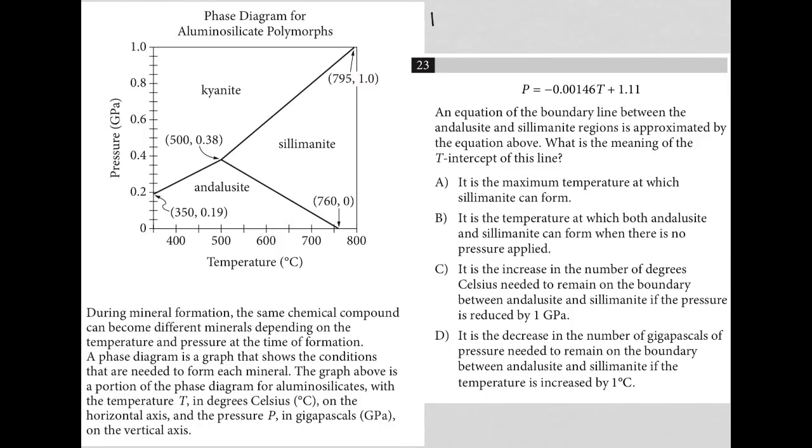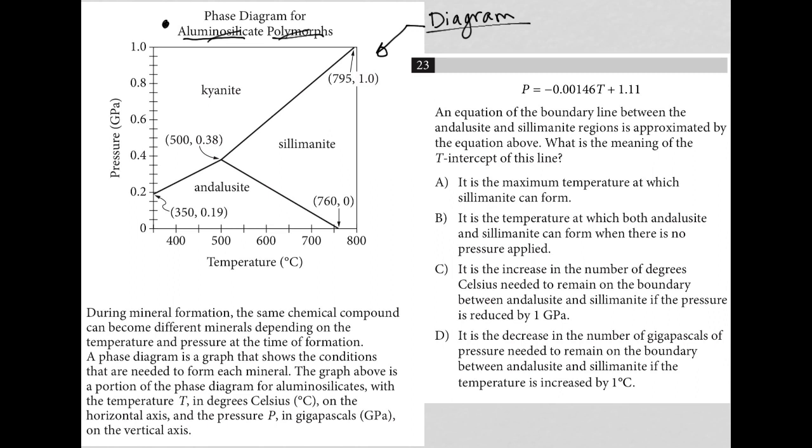So this question is a diagram question. Anytime I have a graph, I like to look at the title of the graph. In this case, phase diagram for aluminosilicate and polymorphs. Never get stuck on pronunciation. They don't mean anything. So I can even say phase diagram for AP.